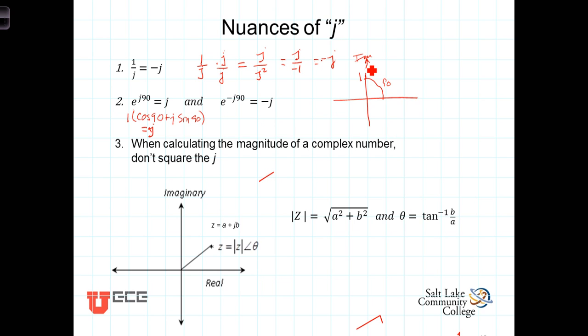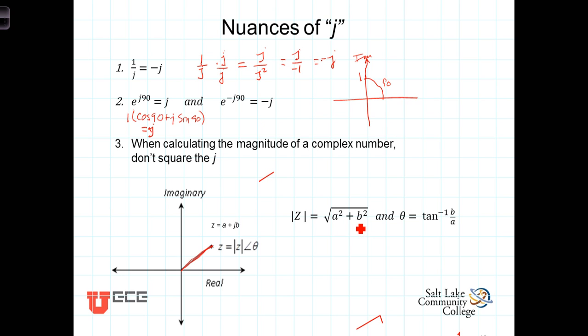Finally, when calculating the magnitude of a complex number, don't square the j. The magnitude of the complex number is the length, or the distance, of the point in the complex plane away from the origin. By definition and by nature, the distance or the length of something is a positive value. So when we're calculating the distance or the magnitude of z, we simply calculate the square root of a squared plus b squared. You don't put the j in there.